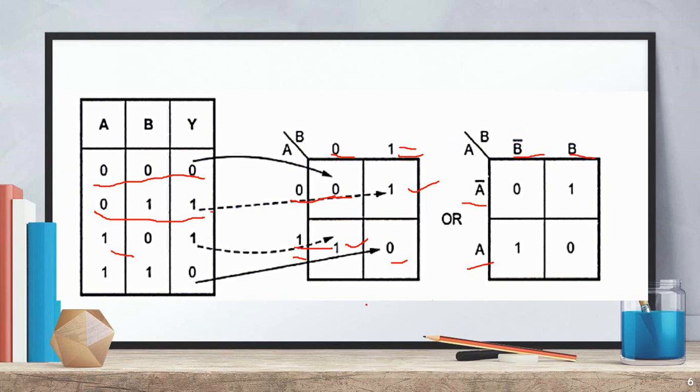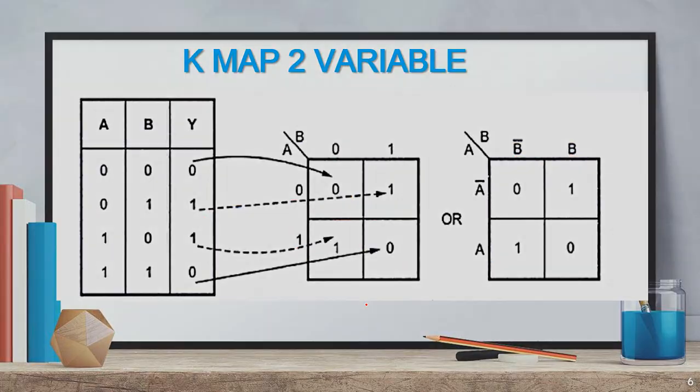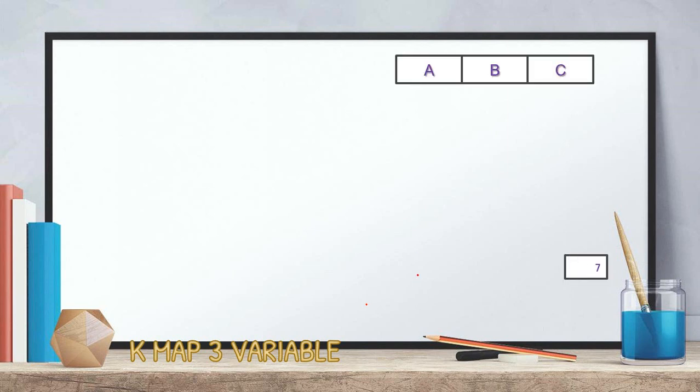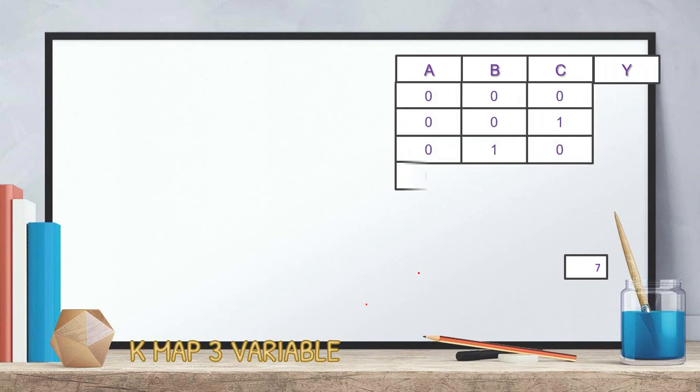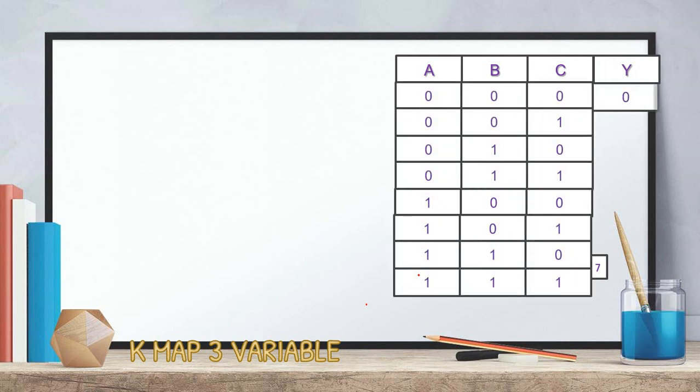Next we can move on to the KMAP for 3 variables. For 3 variables, how many cells are required? It is 2 to the power of 3, so 8 cells in total. First we can have the truth table. In the truth table we have 8 conditions. Each condition we will call one particular value.